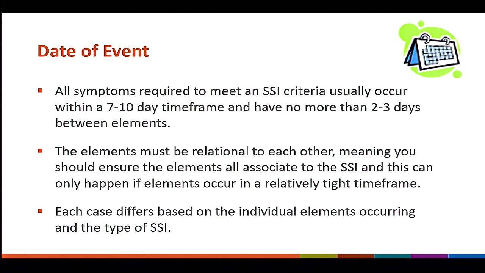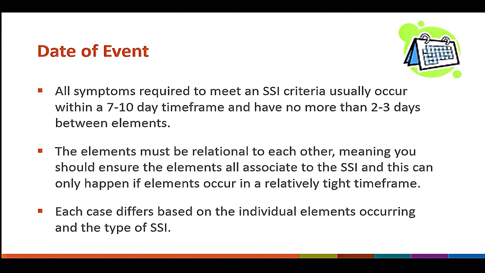Since there's no IWP in SSI surveillance, we're often asked about the time frame for symptoms. And this information we've added to the date of event definition. It can also be found in an FAQ. So all of the symptoms required to meet SSI criteria usually occur within a 7 to 10-day time frame, and they usually have no more than 2 to 3 days between the elements. We want to make sure these elements are relational to each other, meaning that they occur relatively closely together, and we can determine that they're related to the SSI.